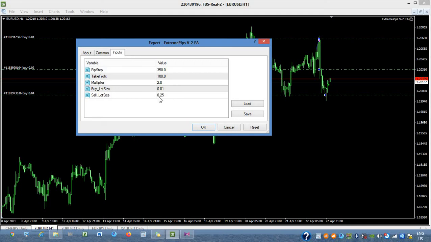If I put it here 1.0, that's a big lot size, guys. Maybe I got a problem with my leverage, so 0.50 is enough. But for me, I will try this 0.25 to check it for the next 2 weeks, the incoming 2 weeks. So that's it, guys.